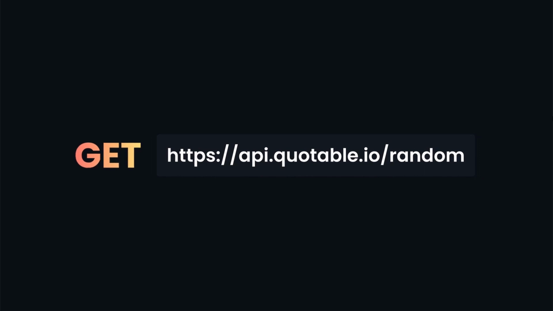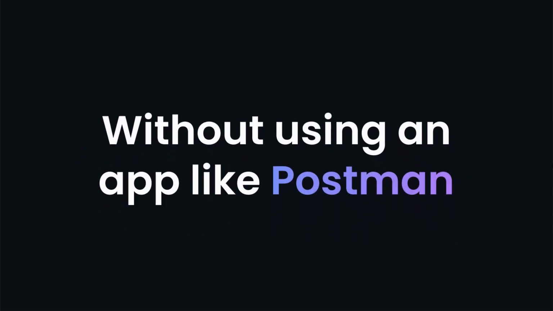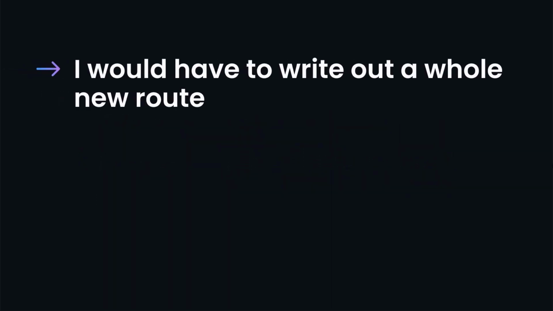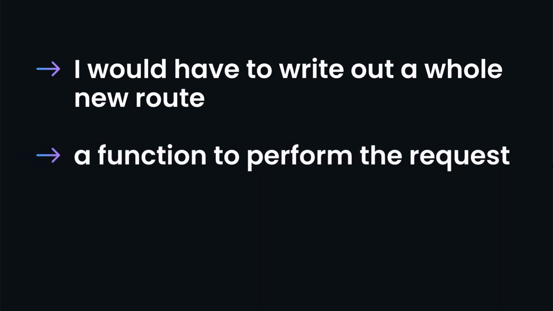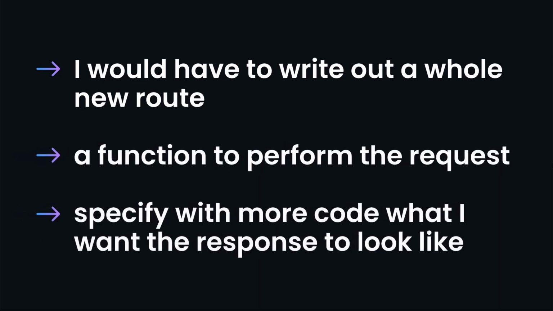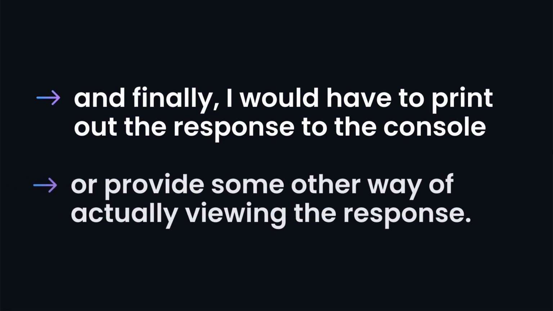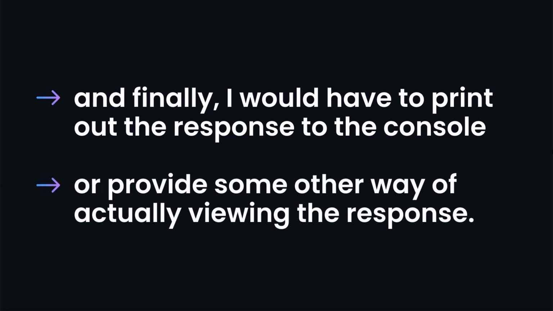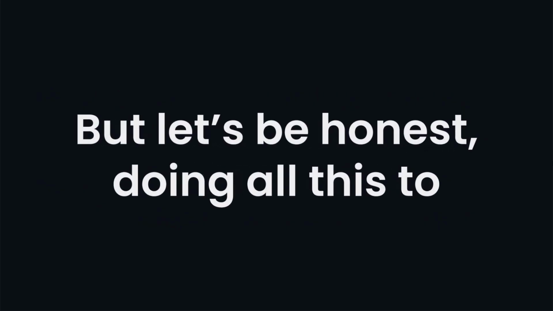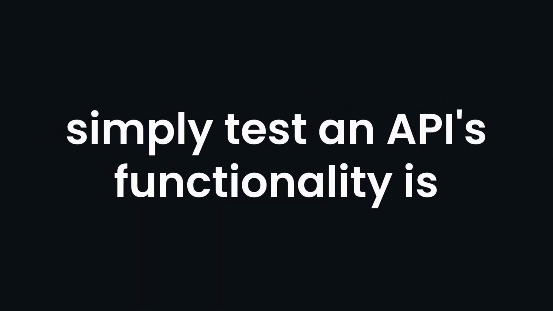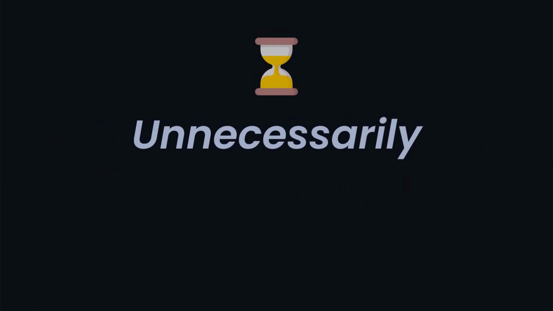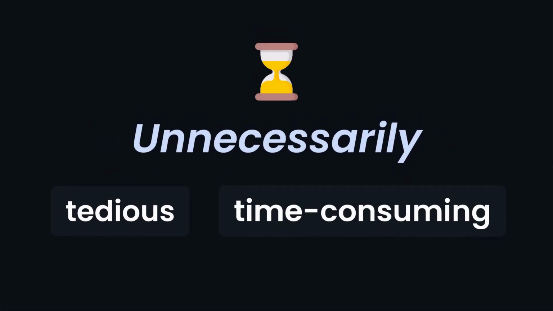If I wanted to test a GET request to an API endpoint without using an application like Postman, I would have to write out a whole new route and a function to perform the request. Then I would have to specify with more code what I want the response to look like, and finally, I would have to print out the response to the console or provide some other way of actually viewing the response. But let's be honest, doing all this to simply test an API's functionality is unnecessarily tedious and time-consuming.